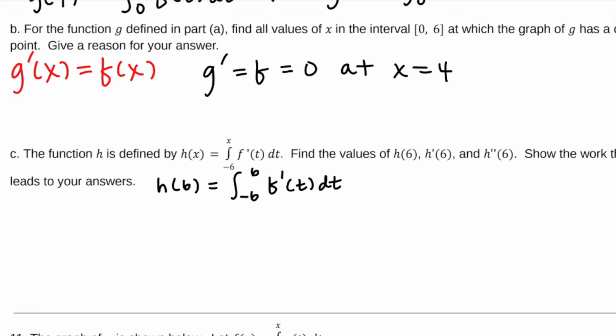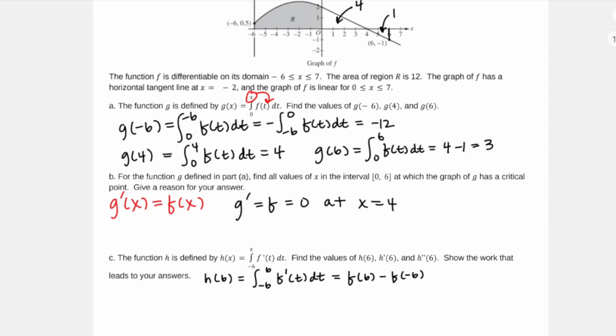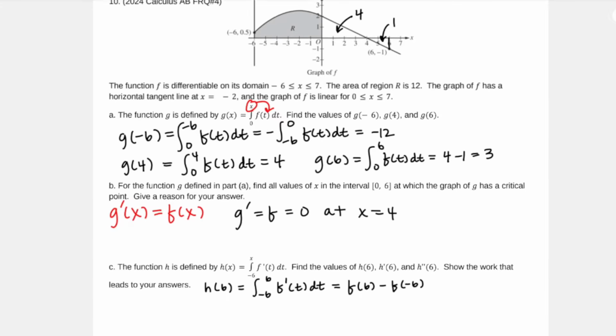Okay, since it's f prime, we need to just use the fundamental theorem of calculus and not be looking at the graph, like the areas under the graph. We're going to need to look at the graph to find the values eventually. That's going to be f of 6, anti-differentiate, plug in the bounds, and subtract. Okay, f of 6 minus f of -6. Fortunately for us, we can see that we've got those values given to us. So that would be -1, f of 6, minus positive 0.5, and that's -1.5.